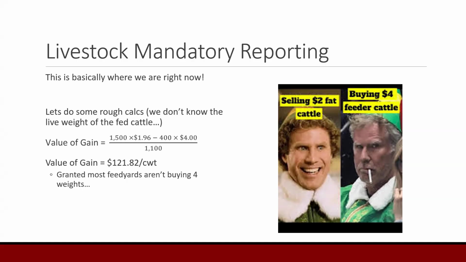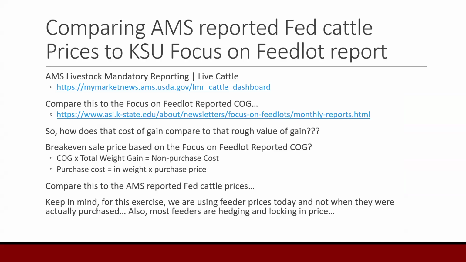Here, I even said last year, most feed yards aren't buying 4 weights. That's probably not true anymore. A lot of feed yards are probably buying light cattle, growing them in the feed yard, have a long time on feed, over 300 days. We probably have a lot of cattle that are having their birthdays in a feed yard. And they're doing that because feeder supply is so low. They're buying whatever they can get.